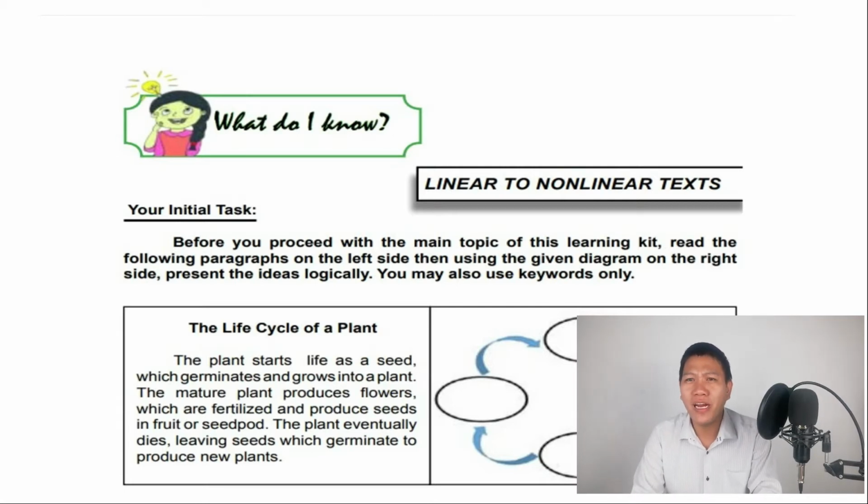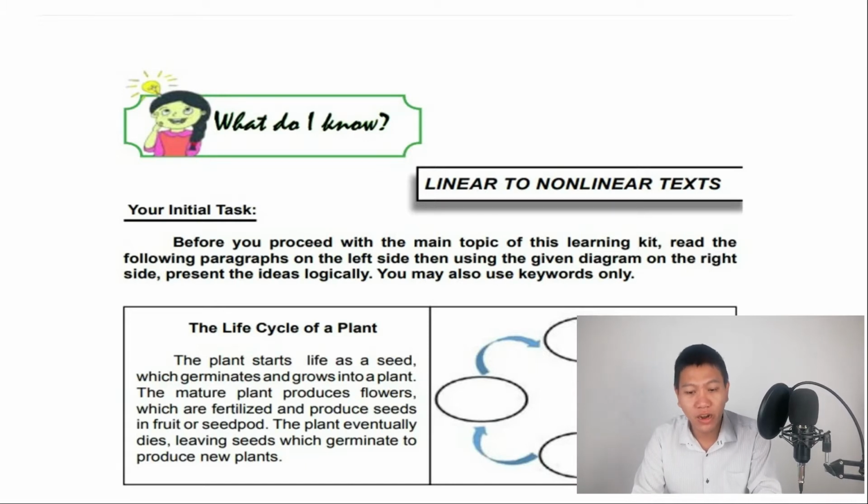So this part of your module is like the introduction part. It's like we are trying to gauge where your level is now when it comes to the topic being discussed. So you are to read now the life cycle of a plant. There are, I think, 5 or 3 activities for this, but I just took one. The life cycle of a plant.